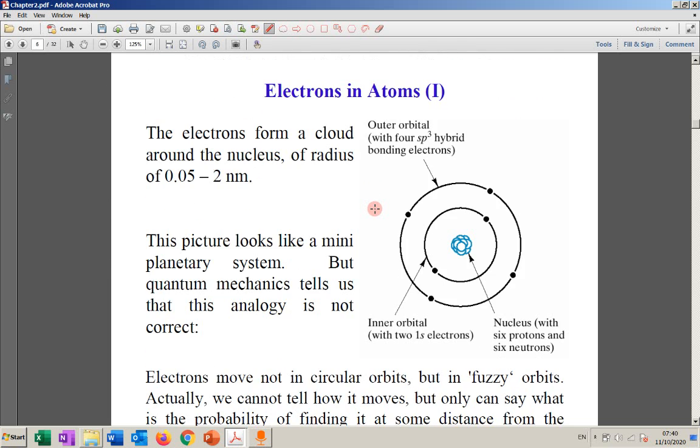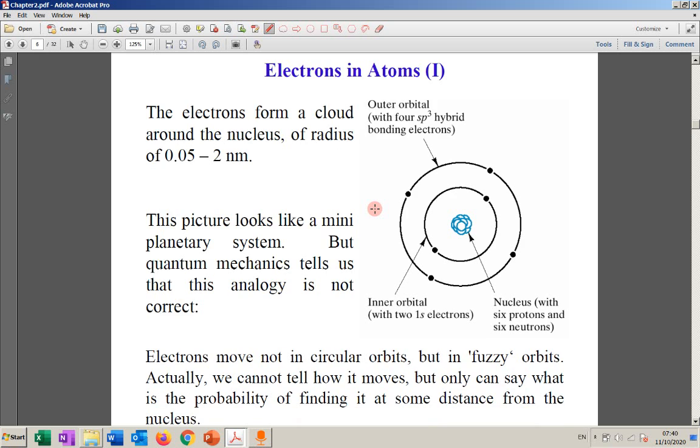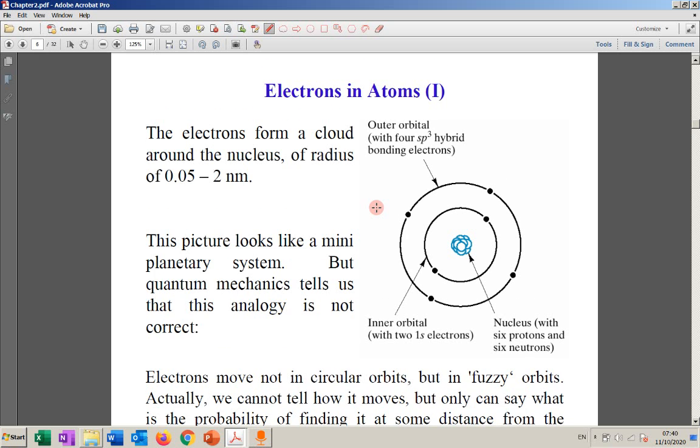Now we're going to talk about electrons in the atom, the way that they are surrounding the nucleus, and the shells. We're going to talk about the orbits that we have, and we're going to go for electron configuration. We're going to focus on electron configuration in a bit, or in a different video.